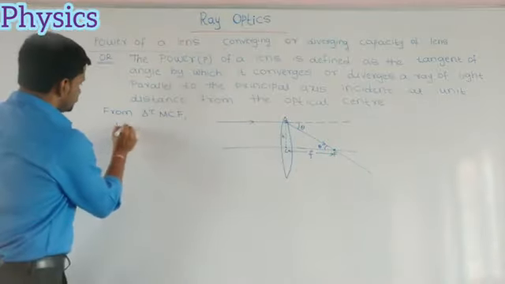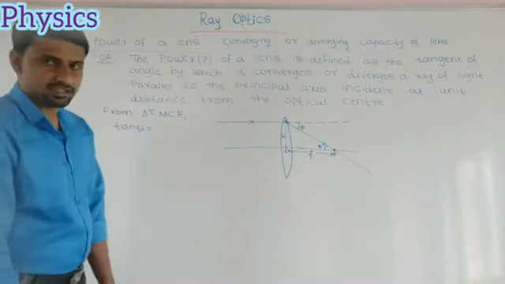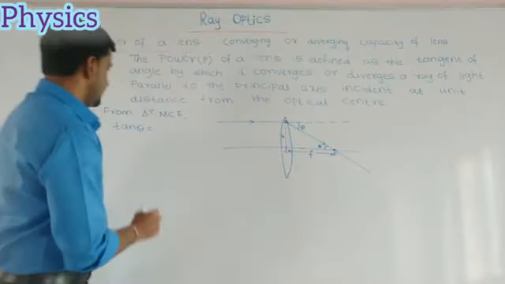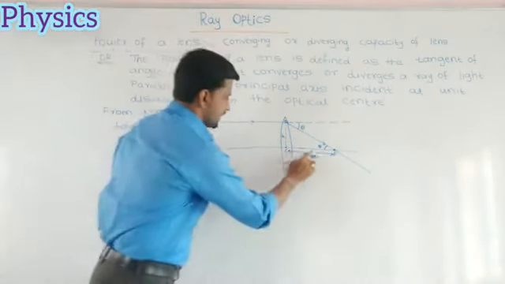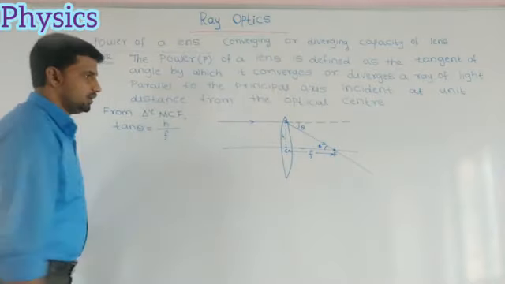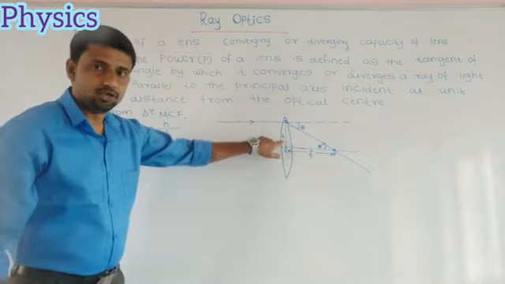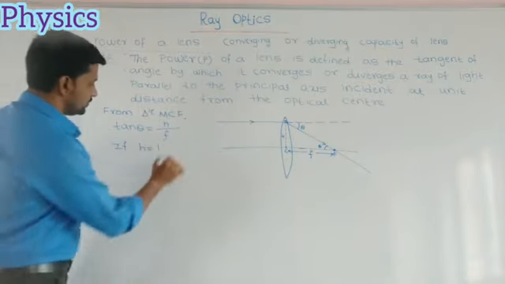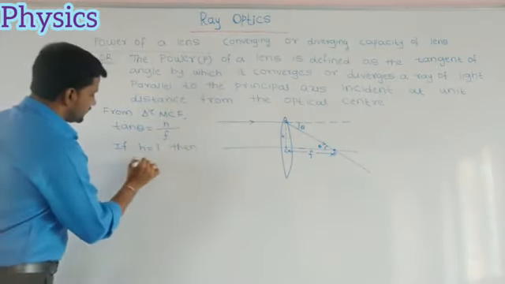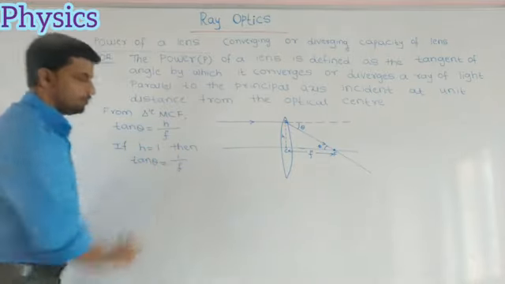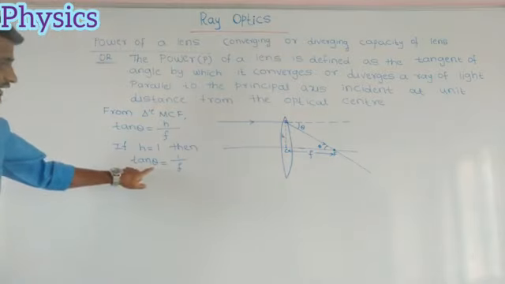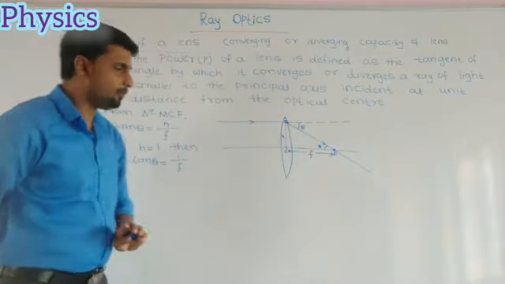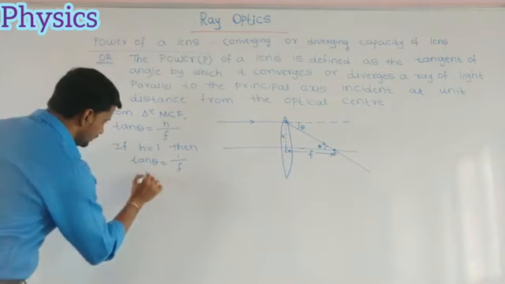tan theta is equal to, you know that tan theta is the opposite side divided by the adjacent side. Here the opposite side is h, divided by the adjacent side f. But we know that this height is the unit distance. So if h is equal to 1, then tan theta is equal to 1 by f. And this tan of the bending angle is called the power of a lens. So I can write tan theta is equal to P, that is nothing but the power.